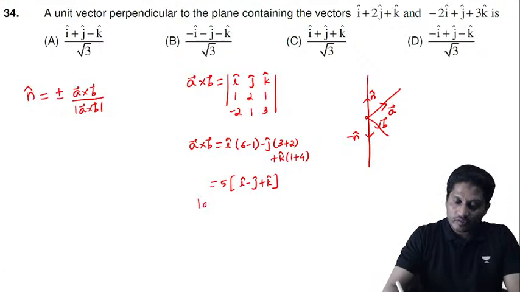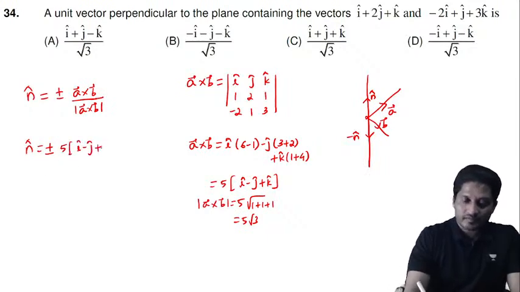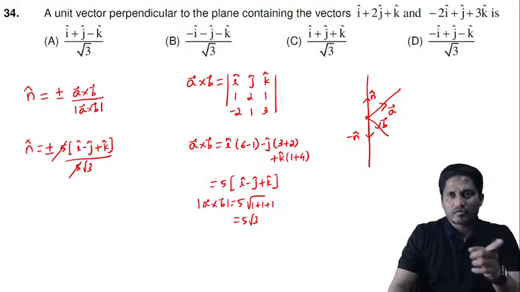And modulus of A cross B, modulus of 5 is 5 only. Root of 1 plus 1 plus 1, which is 5 root 3. Okay, now n cap is equal to plus minus 5 into a bracket, you will get i minus j plus k, whole divided by mod of A cross B, which is 5 root 3. I'm going to cancel this 5 and 5. Right, if I take plus value, you don't get any option.